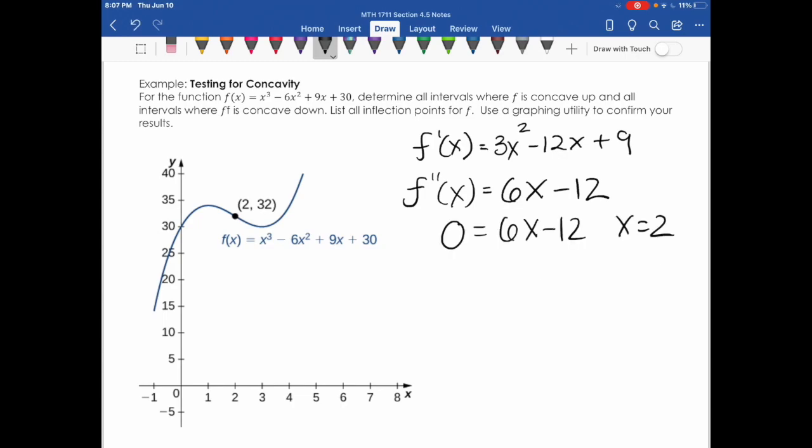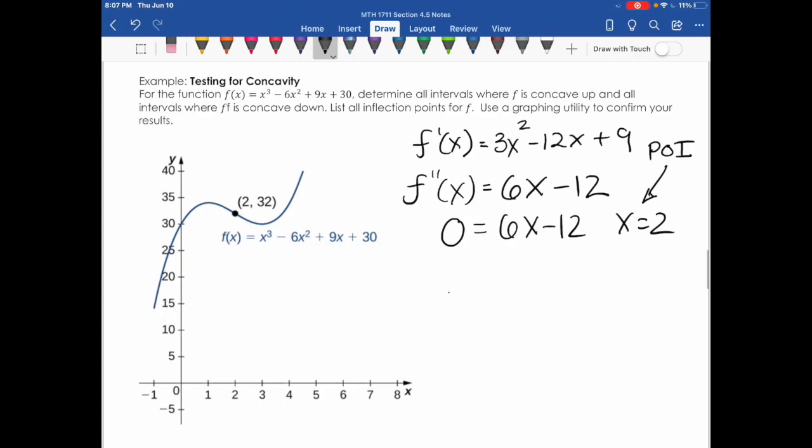Now, if I set the second derivative equal to 0, that's going to give me that x is 2. So this is going to be my point of inflection. I'm going to abbreviate it POI, point of inflection. That's where it's going to change from either concave up to concave down or from concave down to concave up. So we're going to check by setting up a sign chart. I put my point of inflection on there. That's where my second derivative is 0.